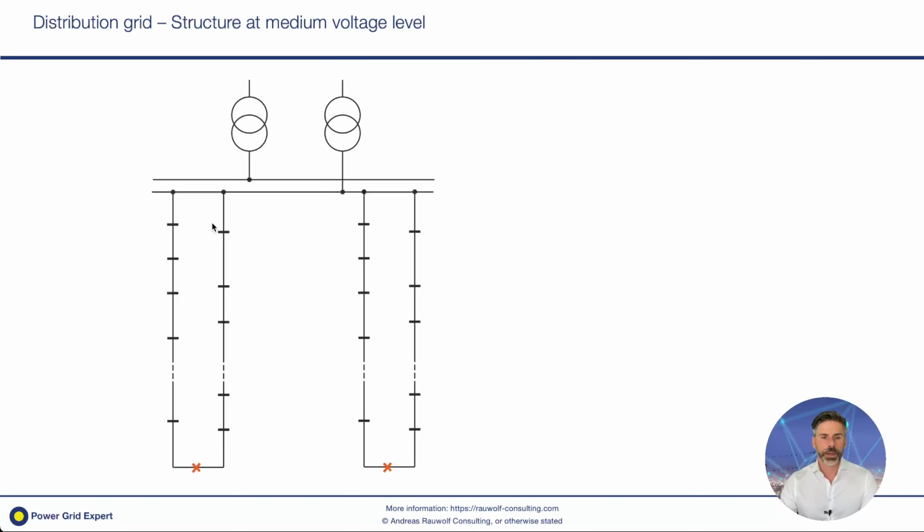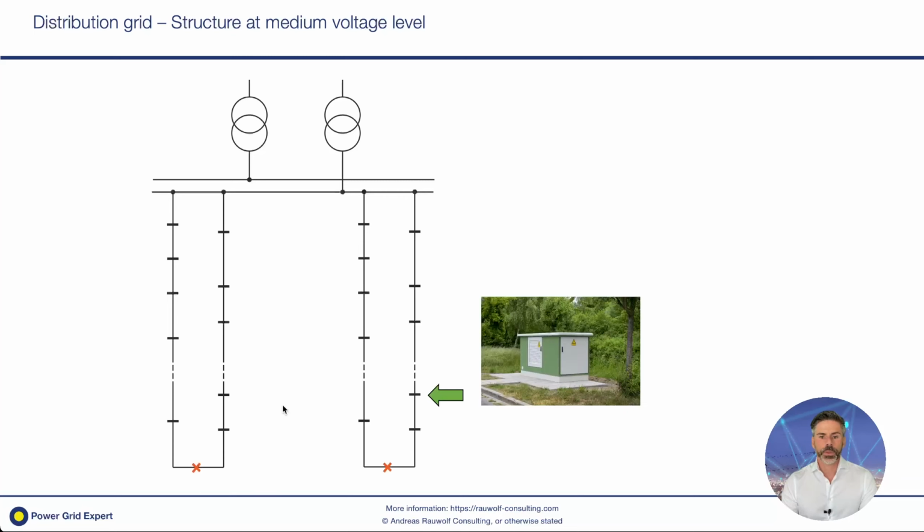Why, I will explain in later videos. This is mainly for easier fault detection. We keep these lines normally open, but not always. So why is the structure of this network like a chain, like a necklace, and not like just a radial network? That is explained in a few minutes.